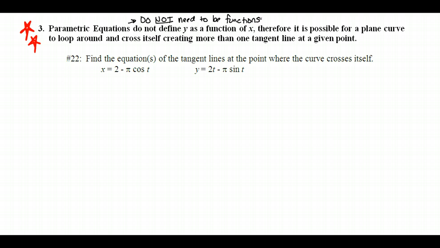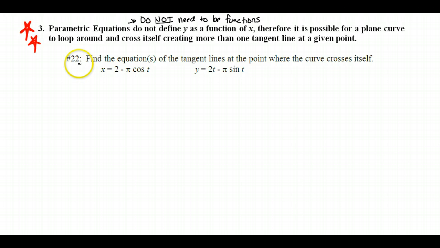Parametric equations do not need to be functions. Therefore, it is possible for a plane curve to loop around and cross itself, creating more than one tangent line at a given point. So you do have to graph these and see what you get. It makes it a lot easier. If it crosses, well then I have two tangent lines there.